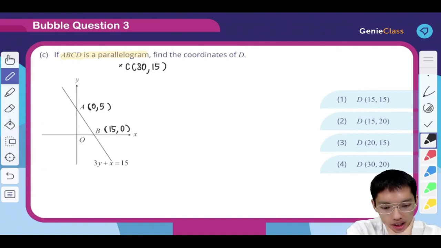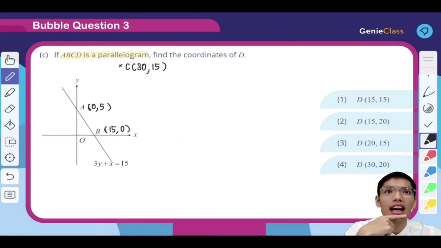Okay, very nice. Take note, I have ABCD. Now, the first question to ask yourself: when I talk about ABCD being a parallelogram, what does it mean first? Picture it accordingly.